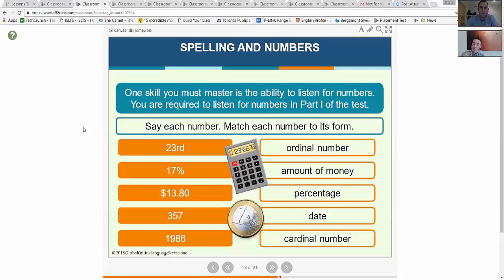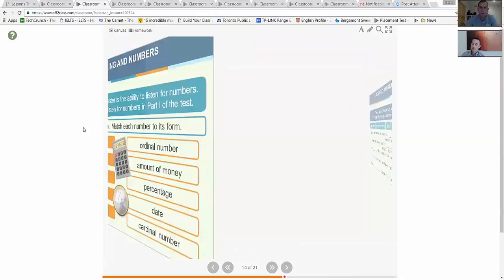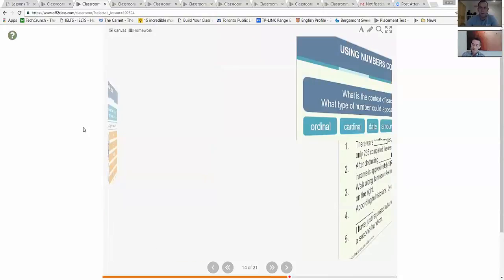IELTS will always test spelling and numbers in the first recording or part 1 of the listening exam. So I always make sure that I've got a couple of recordings in there that students are comfortable with dealing with the different types of numbers.